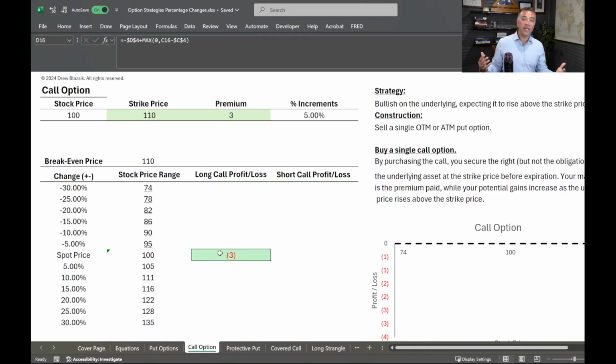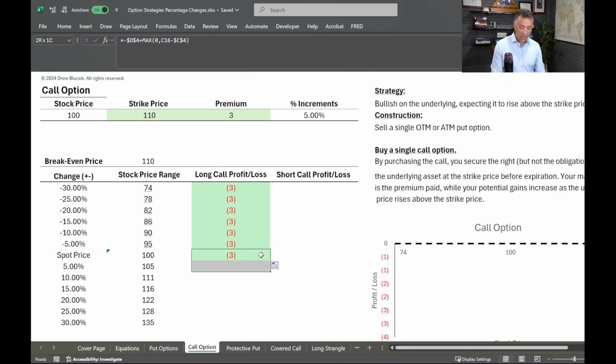If it's 100, right? It didn't go up to 110 yet. So let's look at out of the money. So I'm going to drag that up. If it's out of the money, that means I'm going to let it expire. It should just be a loss of $3. And that's correct there.